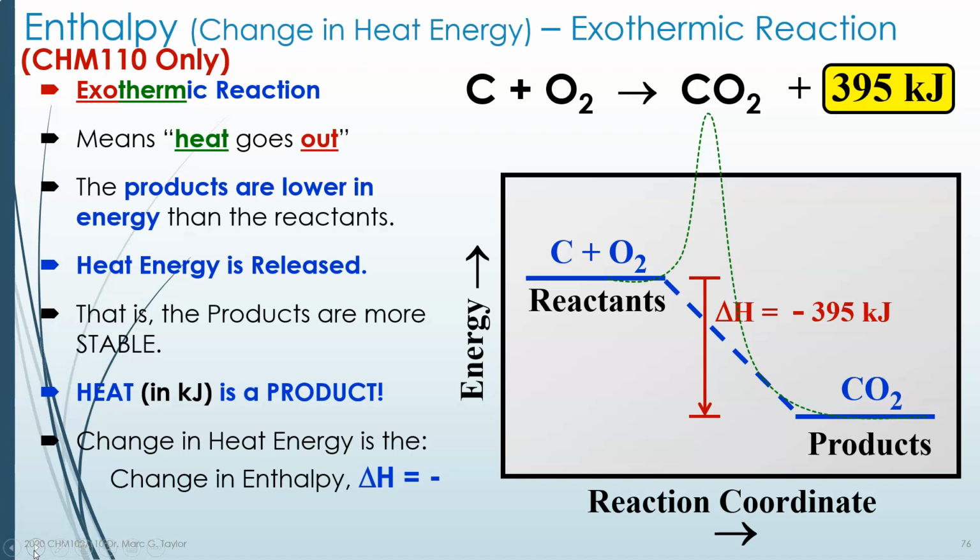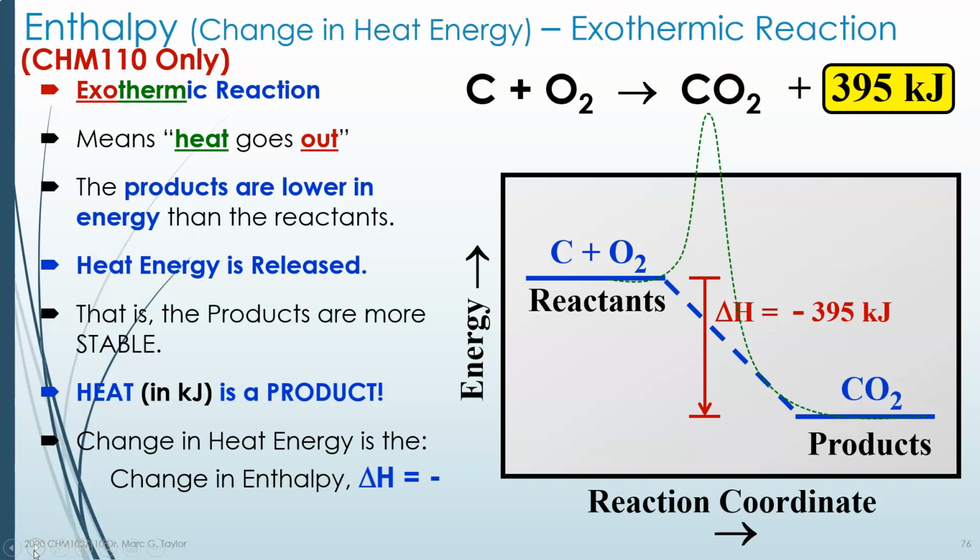And because it's going down in the chemical reaction, because it's being produced in the chemical reaction, the delta H is a negative value. We're not going to worry about the positive and negative, but I'm just telling you that in this case, the delta H is negative. The important thing to remember here is that heat is a product. It's being produced in this reaction.